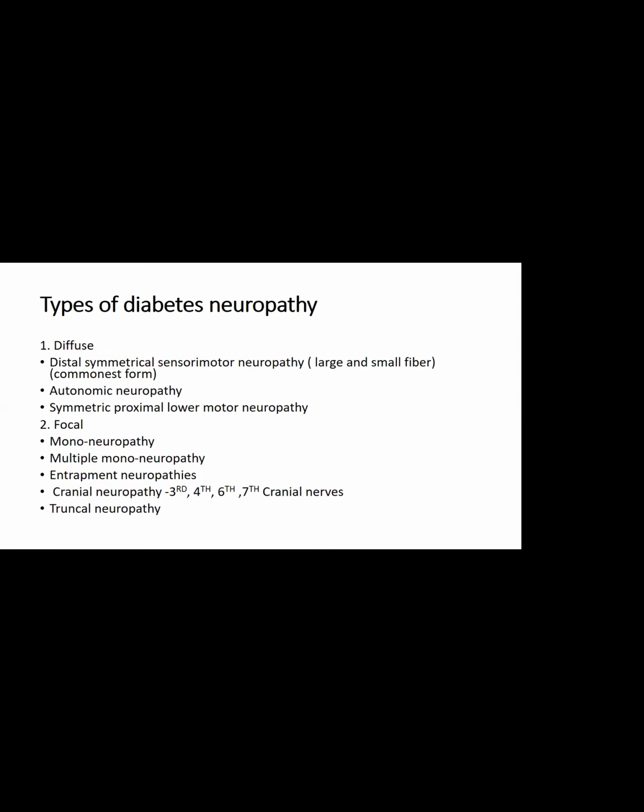Then the focal one, which can be mononeuropathy, where only one nerve is affected, multiple mononeuropathy, entrapment neuropathy. We can have cranial neuropathy. The third, fourth, sixth, and seventh cranial nerves can be affected. And we also have the truncal neuropathy, which can mimic episodes in the trunk.